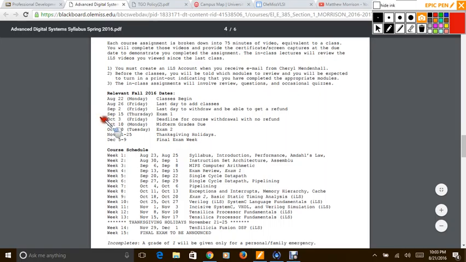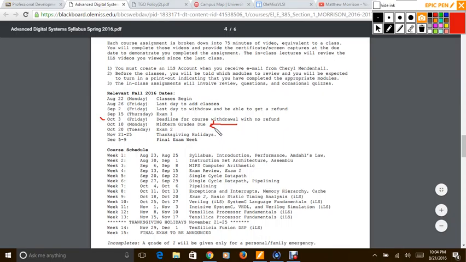By October 3rd, if you need to withdraw from a course for any reason, you need to do it by that date. If you don't withdraw from a course, you're stuck with the grade. By October 10th, midterm grades are due. I think only one or two of you are in that grade range where I actually have to do that, but I always provide midterm grades to all my students, including where you're at and where I think you can get to. That's something I do for all my students every semester.